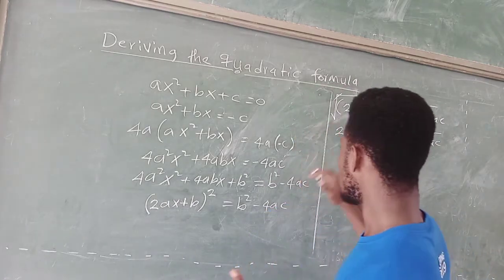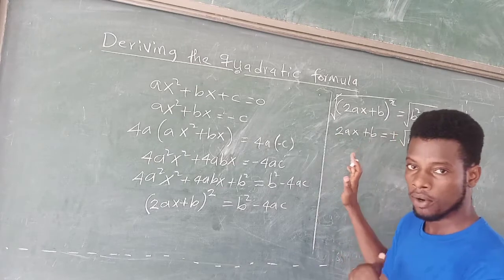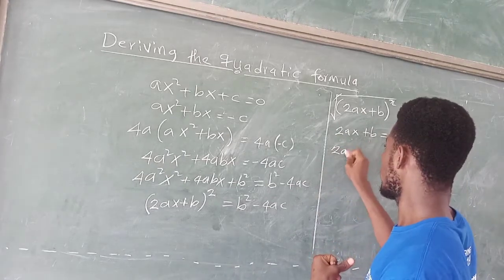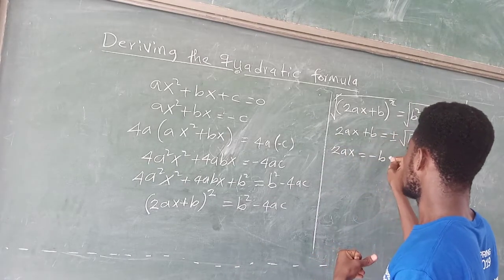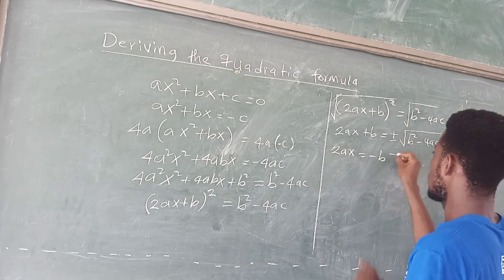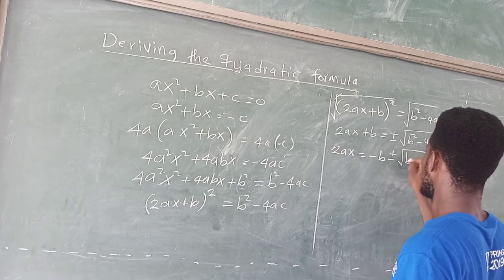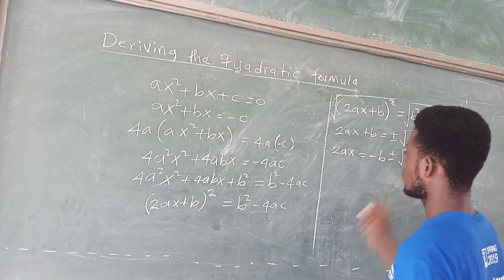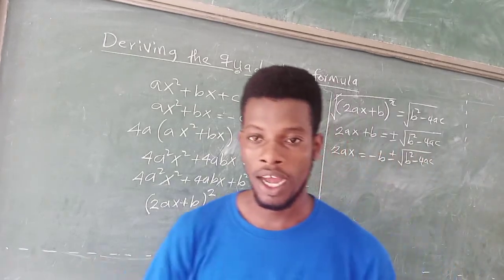So to solve for x in this equation, we send this b across. You have 2ax is equal to minus b. This b goes across to become negative. Plus or minus the square root of b squared minus 4ac. And that's what we have.